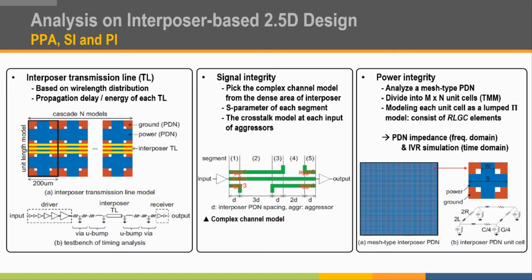For power integrity, we perform frequency domain and time domain analysis. To model our mesh type interposer PDN, we choose the transmission matrix method to divide the interposer PDN into n by n unit cells as shown in the figure. Each unit cell is modeled as a lumped pi model with frequency-dependent RLGC elements. By cascading those unit cell models, we analyze interposer PDN impedance and the transient characteristic of power delivery, including the IVR chiplet. All analysis results will be discussed in the next slide.